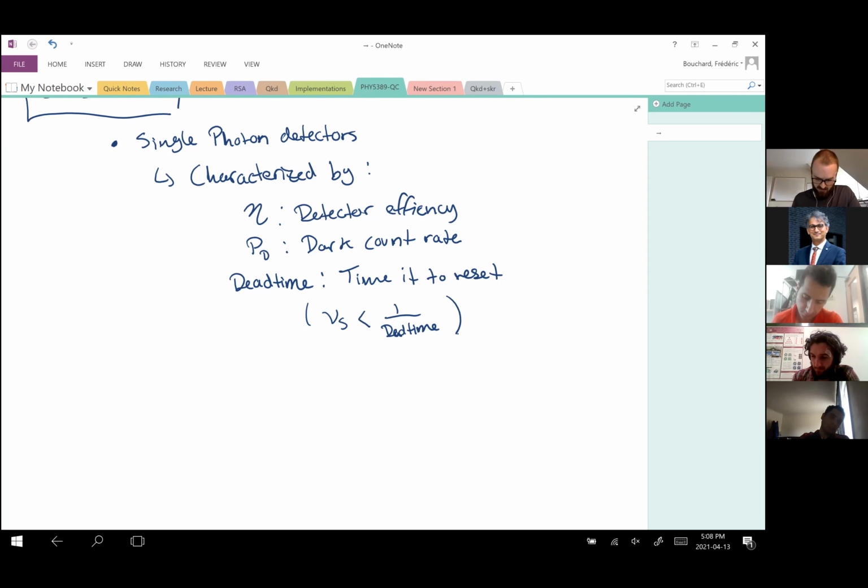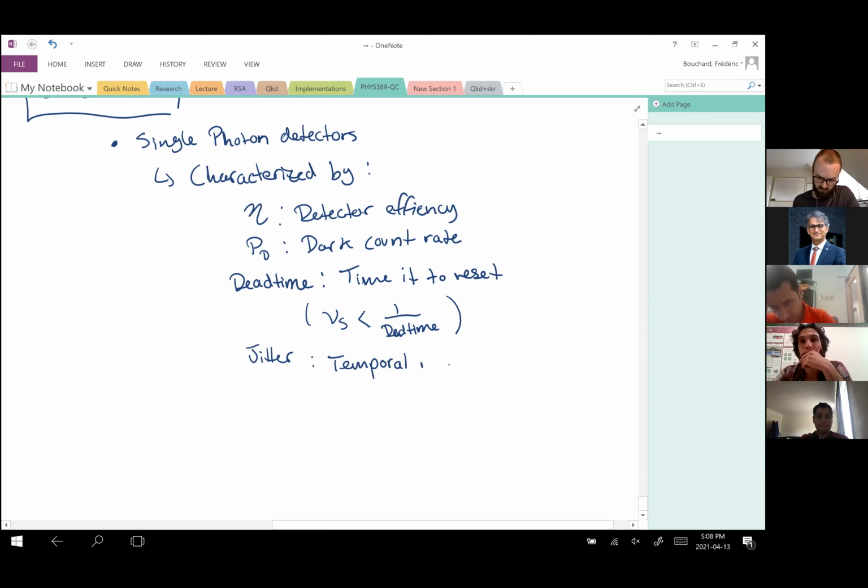And then finally, another important parameter is the jitter, or timing jitter, and that tells you the temporal resolution. So even though your detector can give you a really short signal when it detects a photon, from shot to shot, that signal will arrive at different times. Within that time window, this is called the timing jitter, and it basically tells you how precisely you can measure single photons. So let's look at different types of detectors.